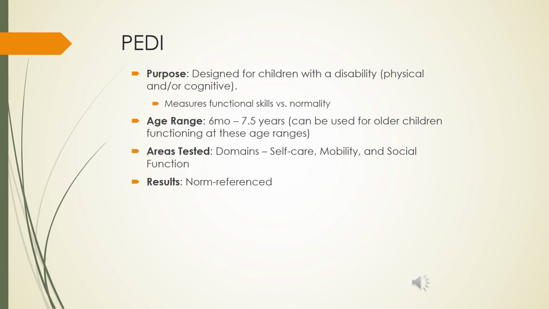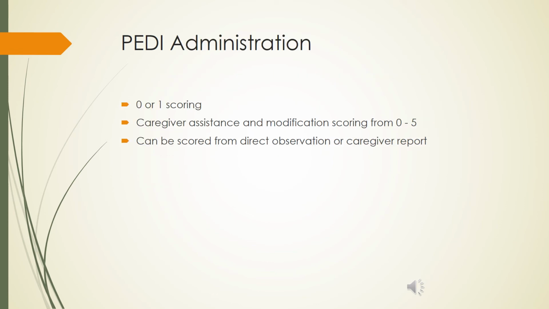So there are lots of items below each of those sections. You can have a caregiver fill out and say they can do this, or you can directly observe the child with each of these items. Scoring the PEDI is pretty straightforward. You can do it or you can't. There is no partial, unfortunately, so you get a 0 or a 1 for each item.